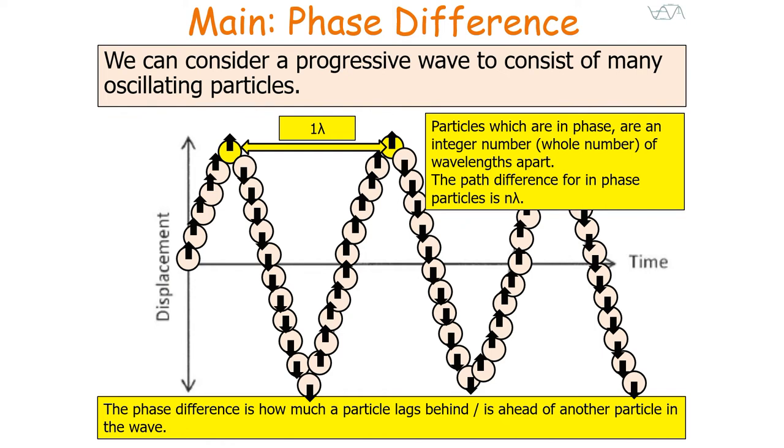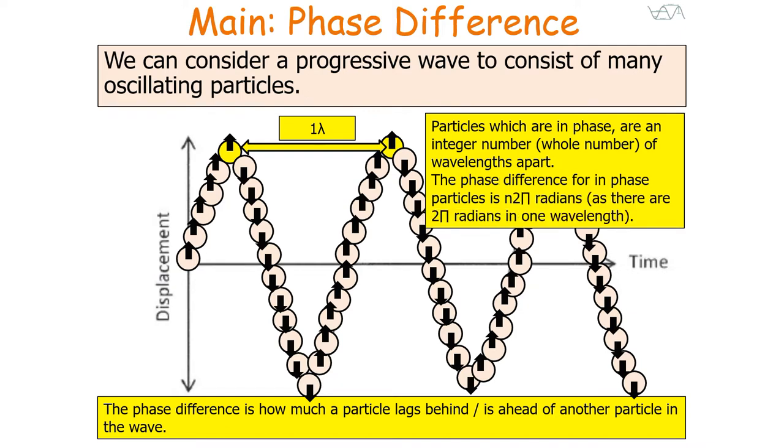So what we can say is that particles which are in phase are an integer, a whole number of wavelengths apart. So the path difference for in phase particles is n lambda, where n is any integer. So the phase difference for an in-phase particle, which is now in angles, is n 2 pi radians, because there are 2 pi radians in one wavelength, or you could say n 360 degrees, because there are 360 degrees in one wavelength.